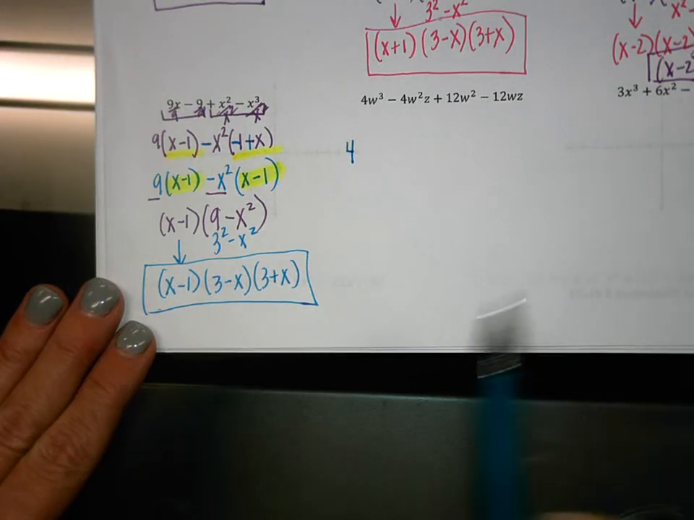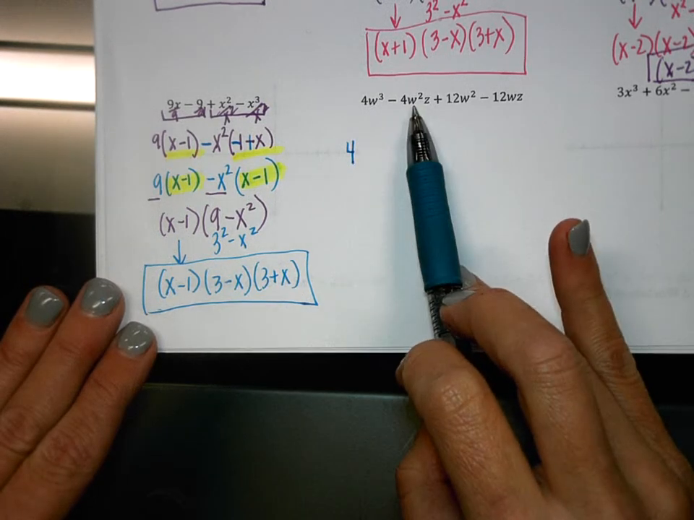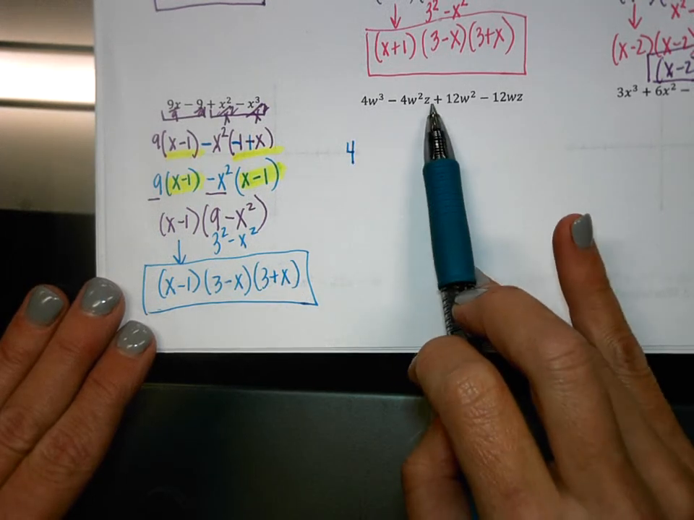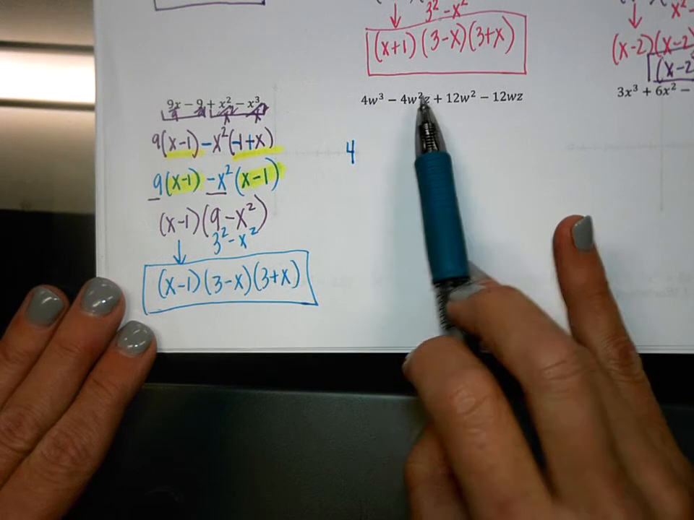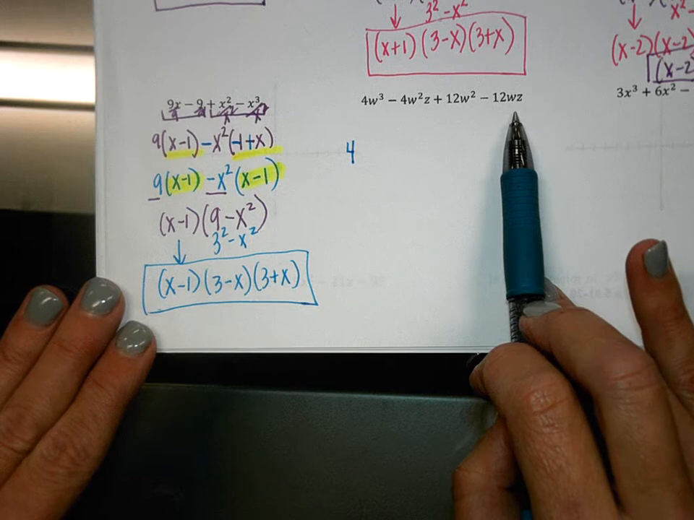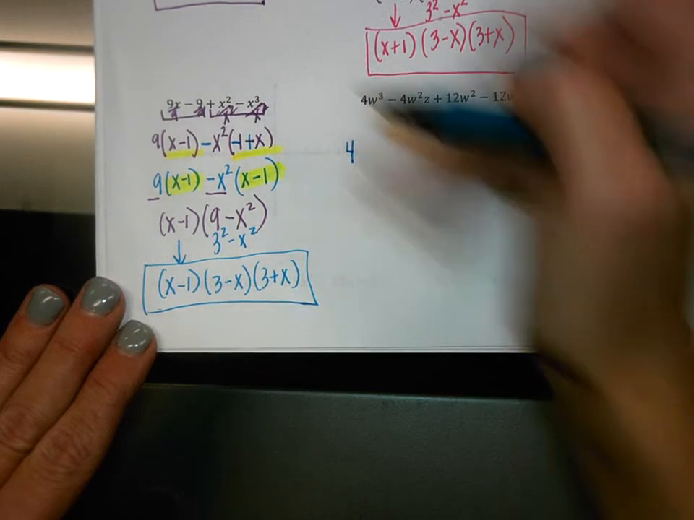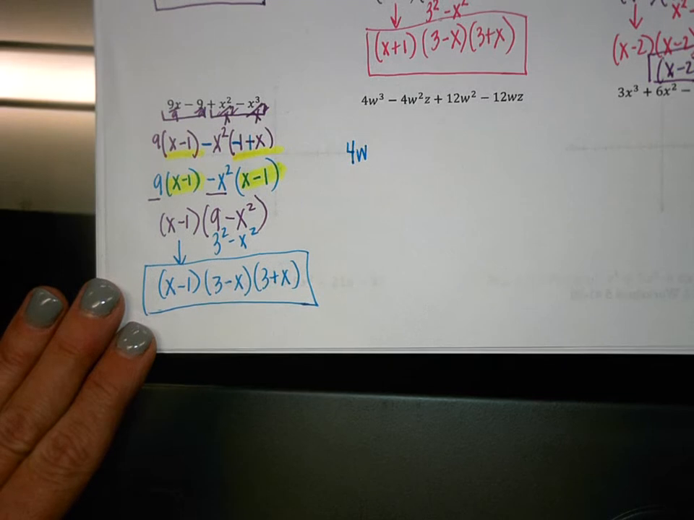Okay, then we're going to look at our letters. This has 3 W's. This has 2 W's and a Z. So obviously Z will not be a GCF because this doesn't have a Z. Do we agree with that? So 3 W's, 2 W's, 2 W's, 1 W. So what's the most amount of W's I could take out of everything? Good. 1. So 4W is our GCF of the problem. Are we all okay with that?